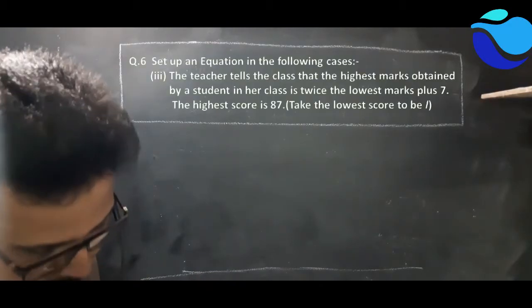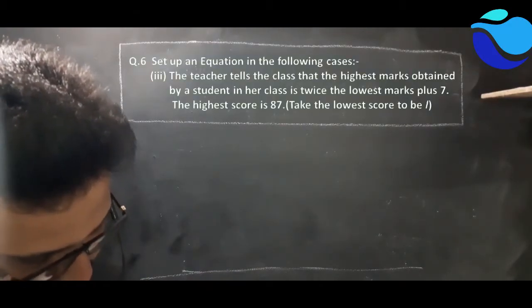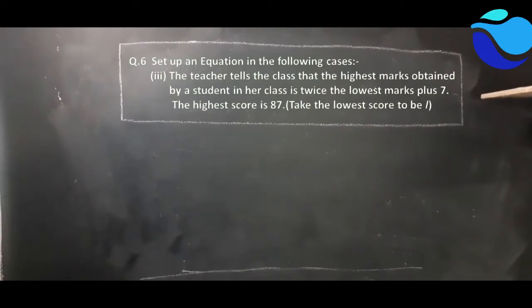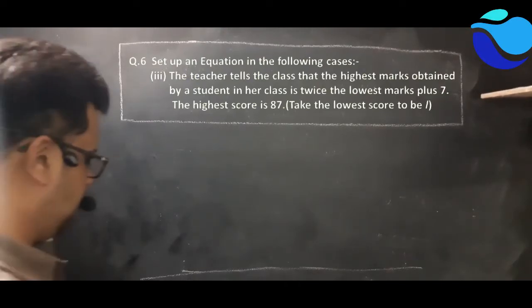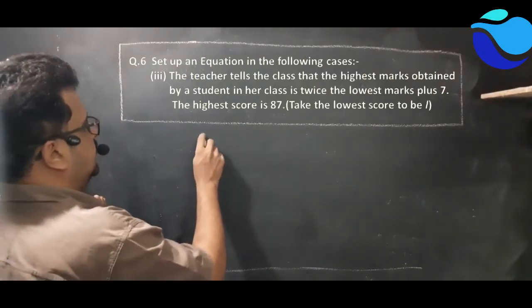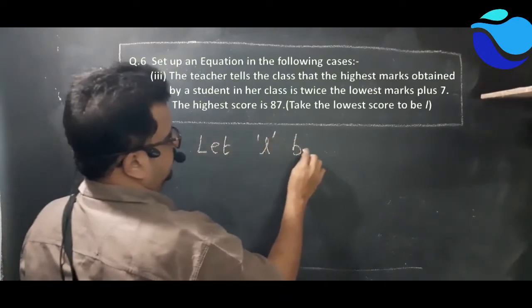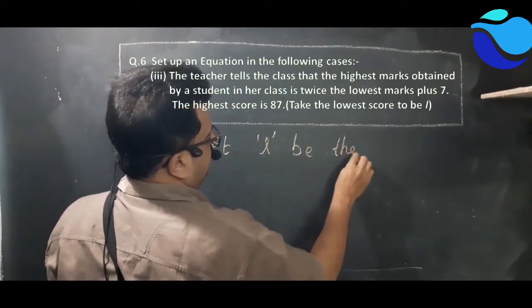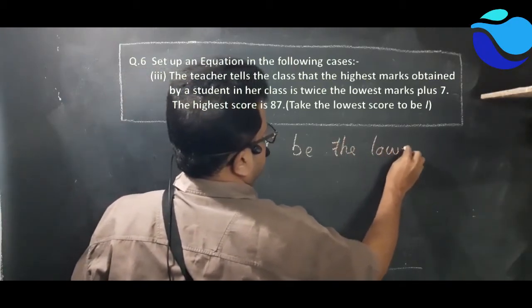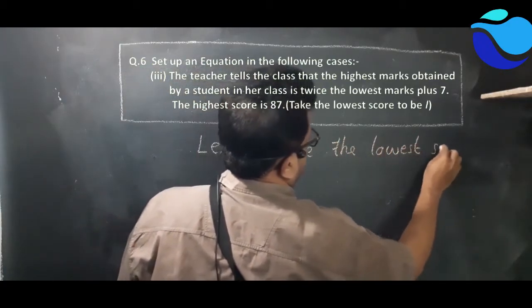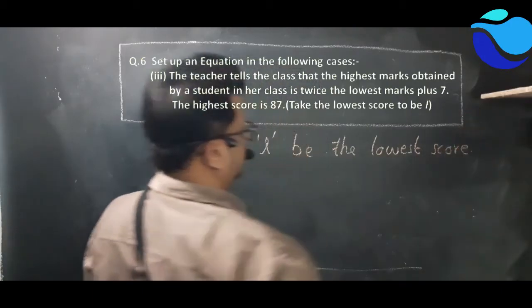Third question. The teacher tells the class that the highest mark obtained by a student in her class is twice the lowest mark plus 7. The highest score is 87. Take the lowest score to be L. So again we are going to write, let L be the lowest score.